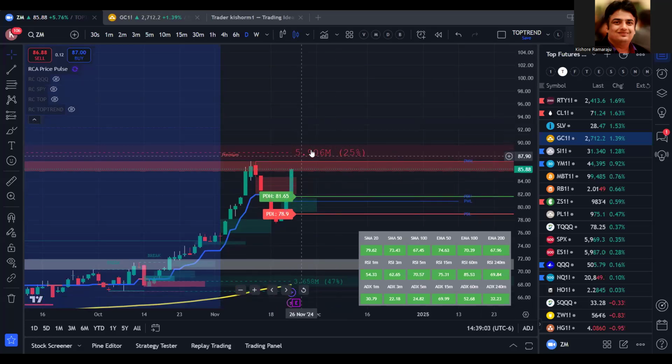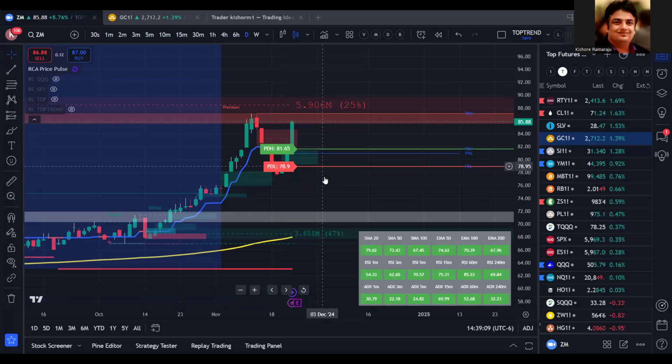You can do a put, right? You can do a 90 put or something. If it drops all the way to nearly 68 or $70, that will make nearly 300-400% profits, right?